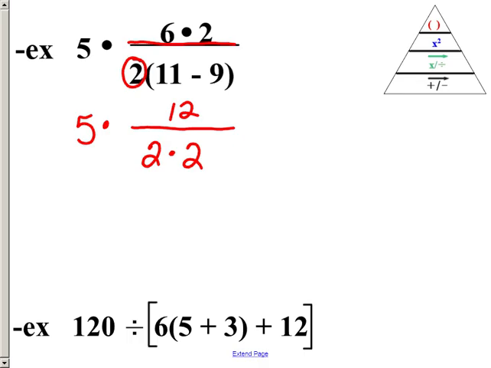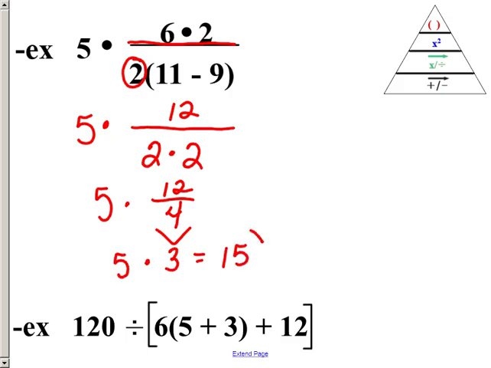Okay, I need to continue solving what's on the bottom of the division bar so that I can then get to a point where I can divide. So I've got 5 times, I still have 12 on the top, but on the bottom, 2 times 2 is 4. Now I can go ahead and finish up my division bar. 12 divided by 4 is 3. And so I've got 5 times 3, which is 15.